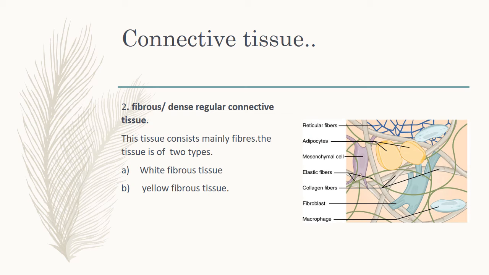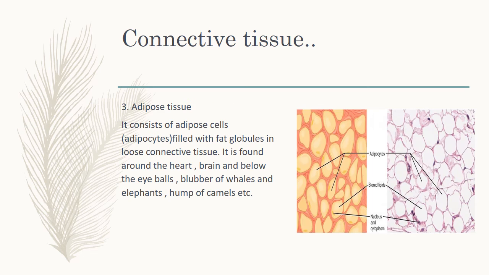The second one is fibrous or dense regular connective tissue. This tissue consists mainly of fibers. The tissue is of two types, white fibrous tissue and yellow fibrous tissue. Then the adipose tissue. It consists of adipose cells, adipocytes, filled with fat globules in loose connective tissue. It is found around the heart, brain, and below the eyeballs, or even in the blubber of whales and elephants, and even at the hump of camels, etc.